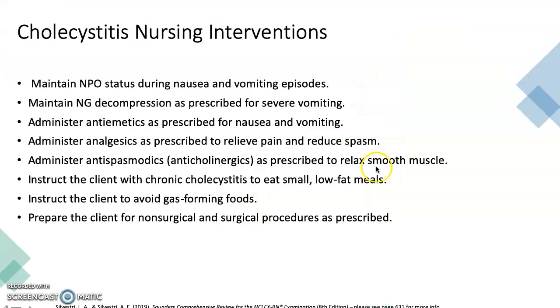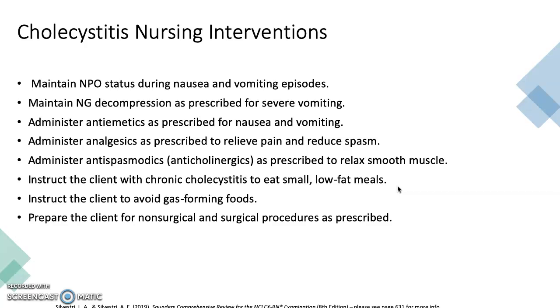Let's talk about nursing interventions for cholecystitis. So they need to be NPO during nausea and vomiting episodes. An NG tube may be needed as prescribed for severe vomiting. Antiemetics are going to probably be needed. Analgesics are probably going to be needed to relieve the pain and spasms. They may prescribe an antispasmodic.